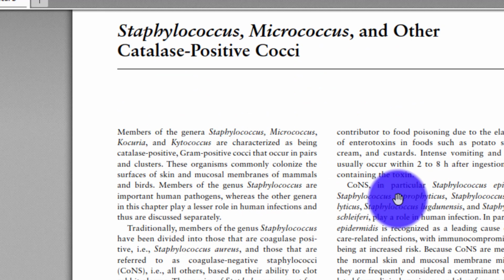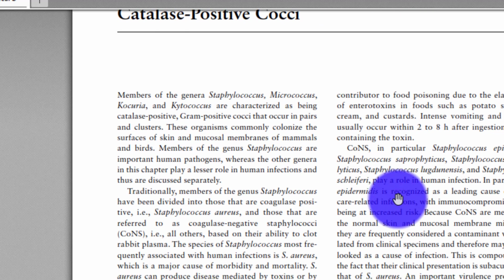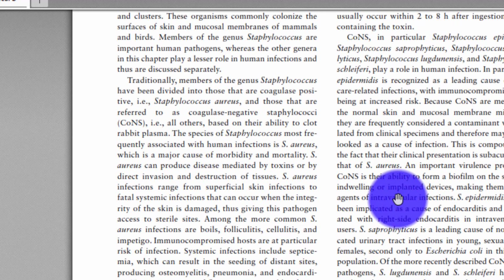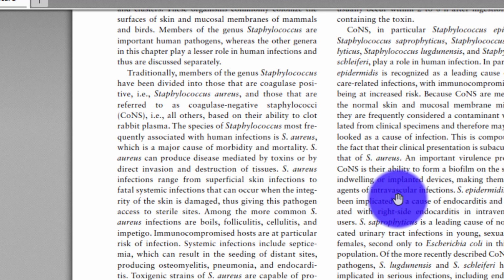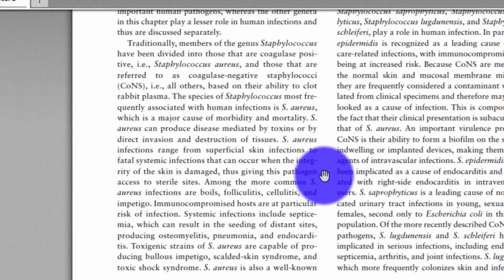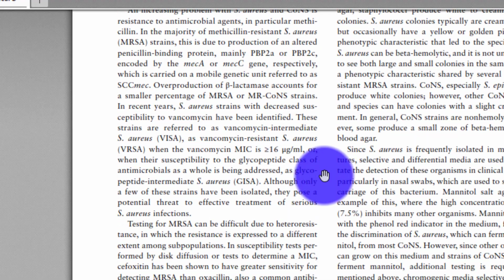Staphylococcus, catalase positive cocci. The most important is Staphylococcus aureus, Staph aureus.